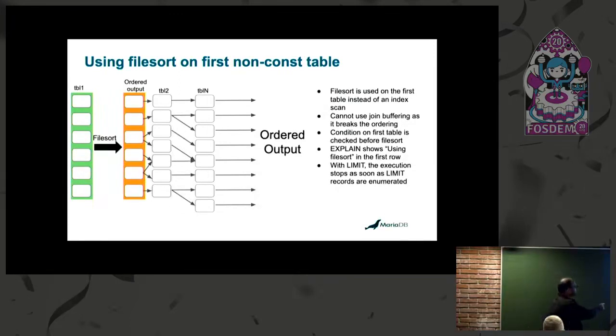To see if this approach is being used, in explain you will see using file sort in the first column of the first row. And again, this is another way in which you will be able to shortcut the execution with limit, because the rows would be ordered already.